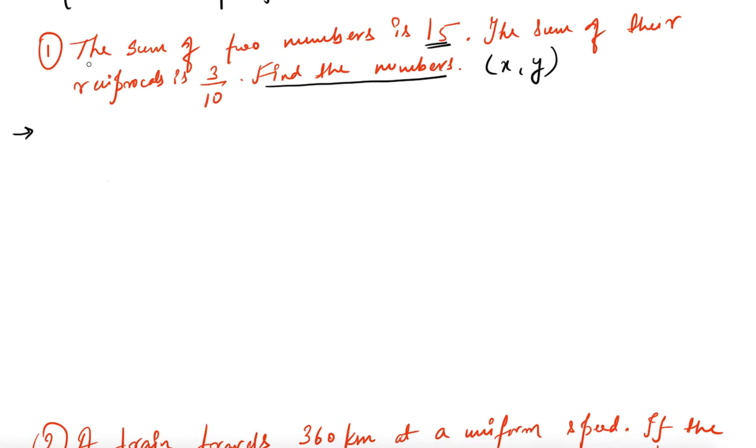Now reread the question. The sum of two numbers is 15. Our numbers are x and y. So if I convert the first statement into a mathematical statement, I can write that x plus y is 15. That is, the sum of both numbers is equal to 15. From this I can write that y is equal to 15 minus x. My other number is what I get when I subtract x from 15.